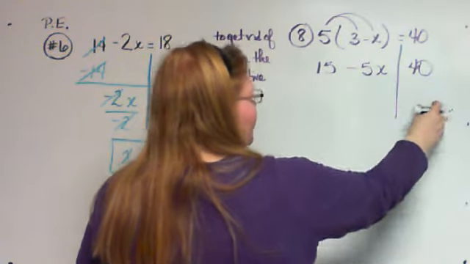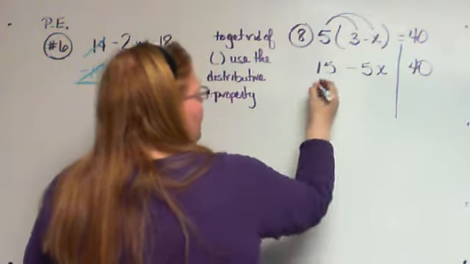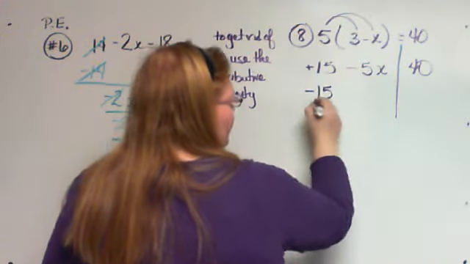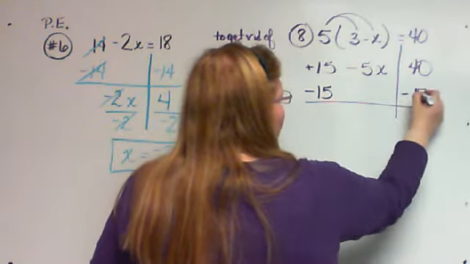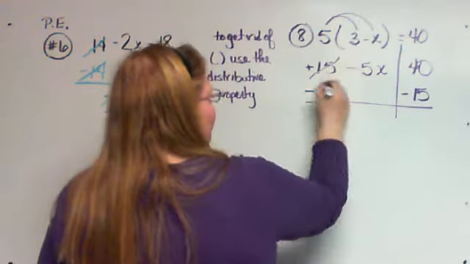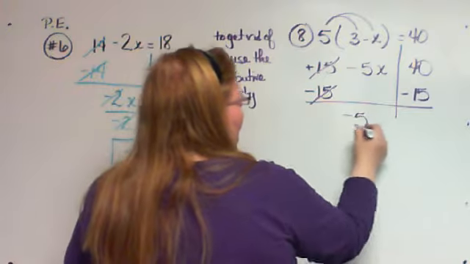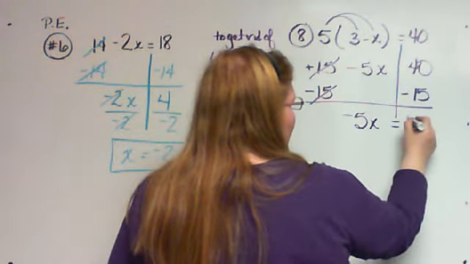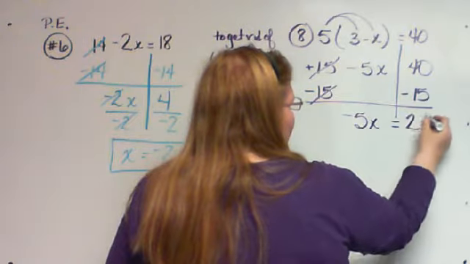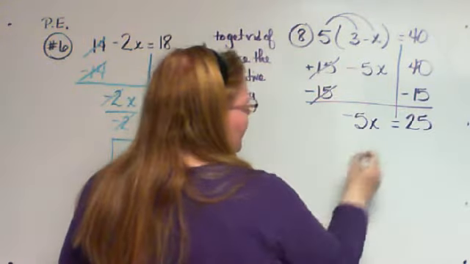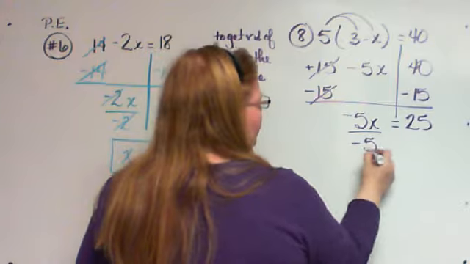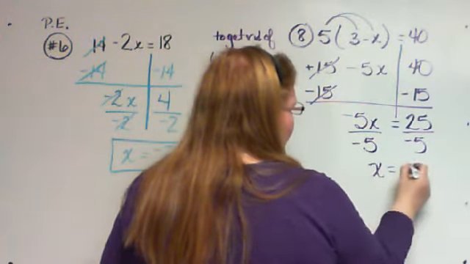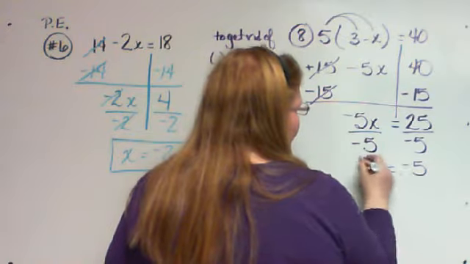No. So I have to move my number over here. So I'm going to subtract 15 since it was a positive 15 over there. If I do it on one side, I have to do it on the other. Gives me negative 5x equals positive 25. And then I divide by the number in front of the letter. So x is equal to negative 5.